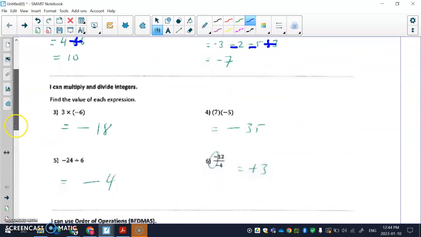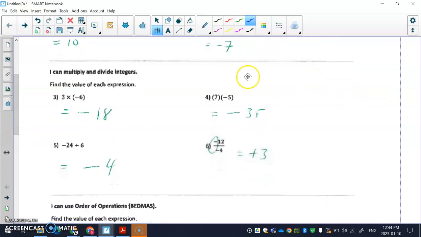Same sort of thing when it comes to signs for multiplication and division. You're going to just find the number itself. So 3 times 6 is 18. And then you ask yourself, what's the sign? If there's one negative, then the answer is negative. Same with this one here. There's one negative, so your answer is negative. There's one negative in a division question, so the answer is negative. Here I have 2 negatives. 2 negatives make it positive, so then it's a positive.